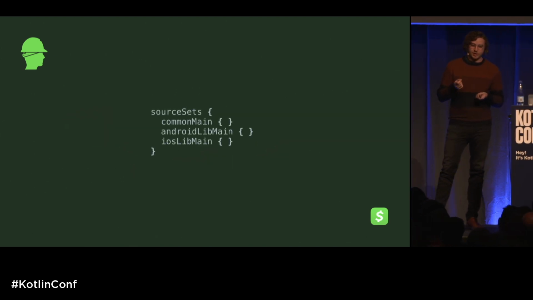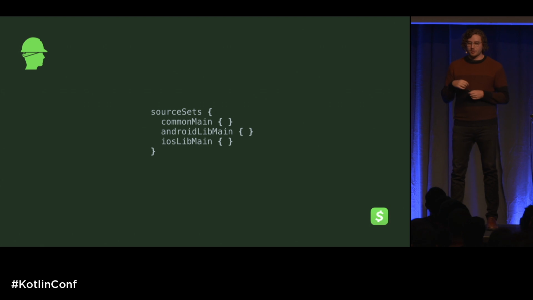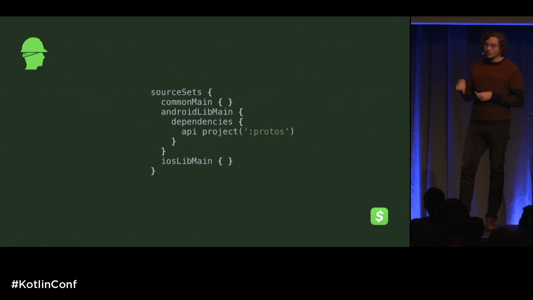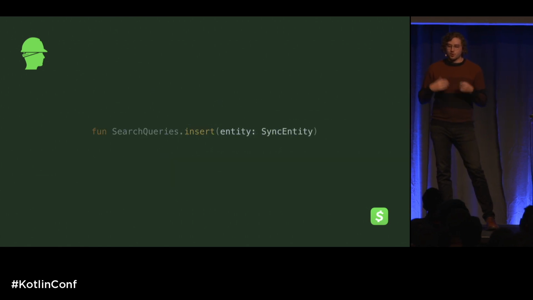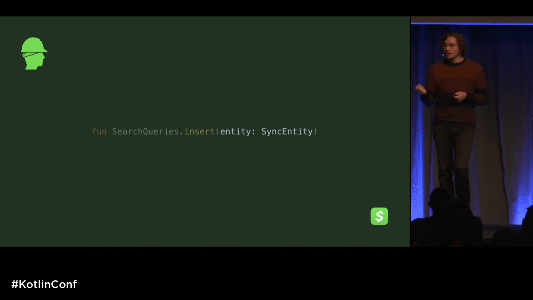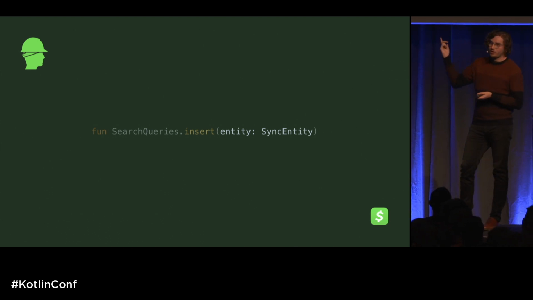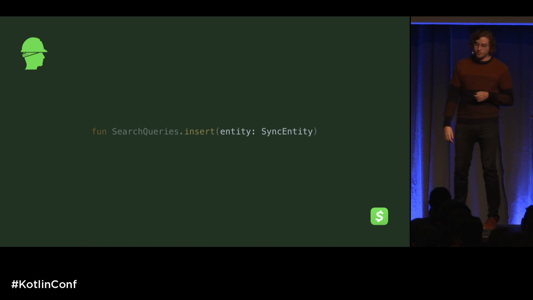What that actually ends up looking like, one of the nice things about the multi-platform plugin, is you can have dependencies out from your multi-platform module back into the main host application. So in this case, if we're in the same repository as the Protos module, we can just depend on it and then create this new API. So this doesn't live in common main. This lives in the Android lib main, but it's able to reference types that are only on Android. So in this case, it's that sync entity type, because that's what we're inserting into our search table.